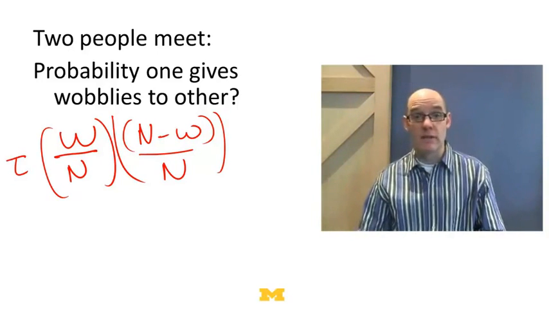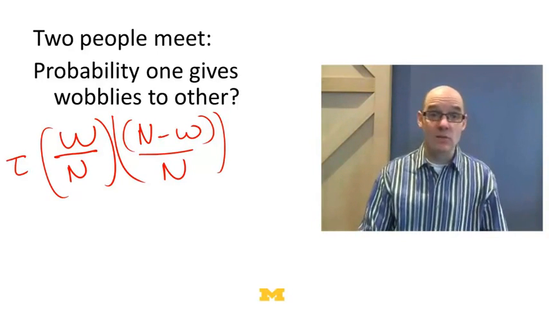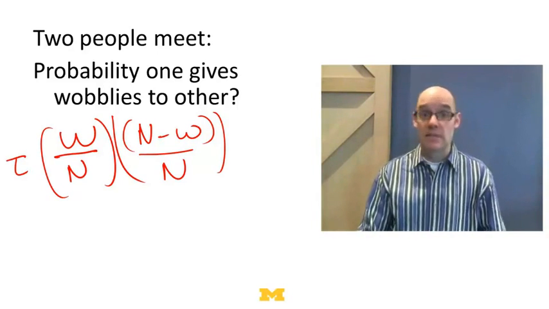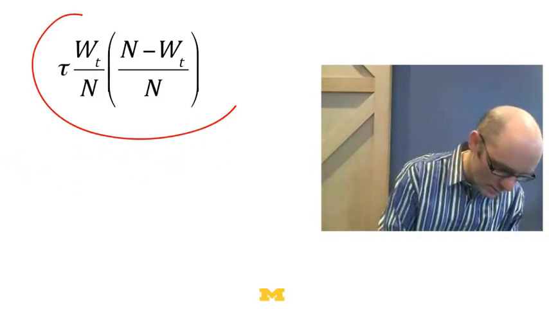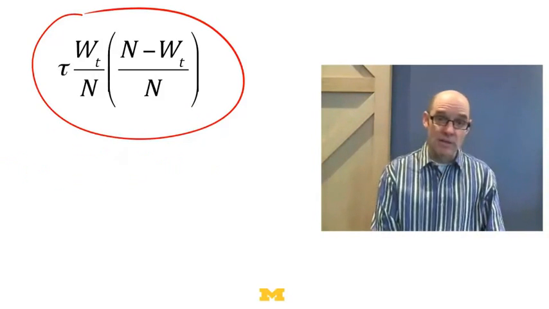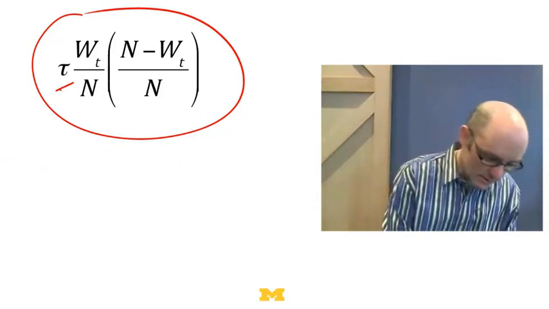Now, instead of a disease, if you think of this as a new technology or a piece of information, it's the same model. Tau is just the probability that I tell you the piece of information, or that I tell you about the technology and you adopt it. Okay, so now we've got this much fancier formula. This is the probability that something moves from one person to someone else if two people happen to meet. And again, tau is just the transmission rate.